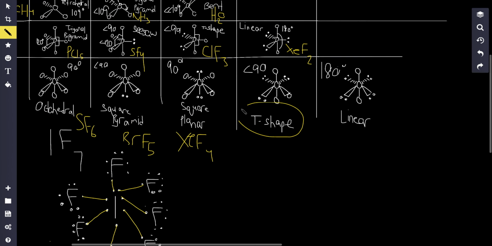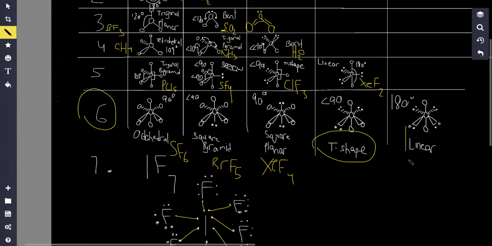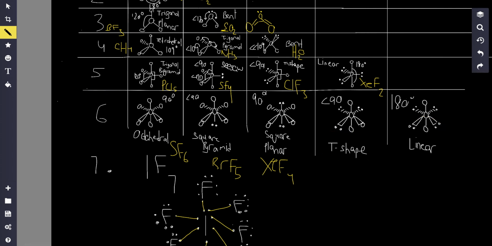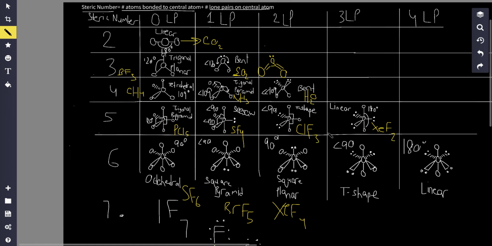The T-shape with a steric number of 6 and the linear with a steric number of 6 are mostly theoretical. In the real world, you probably would not find these. So yeah, that's pretty much it.